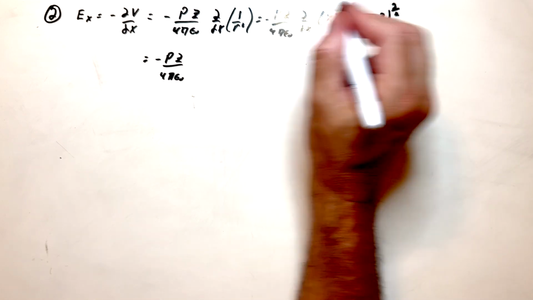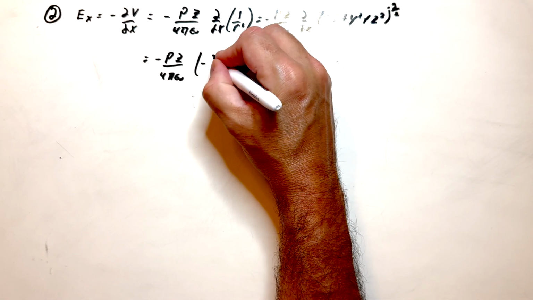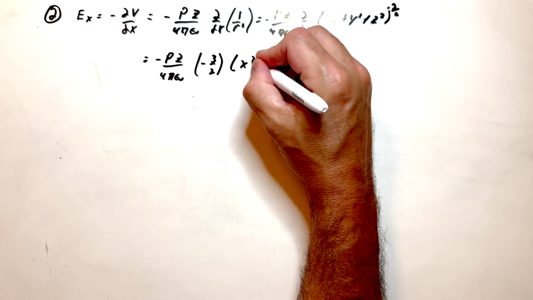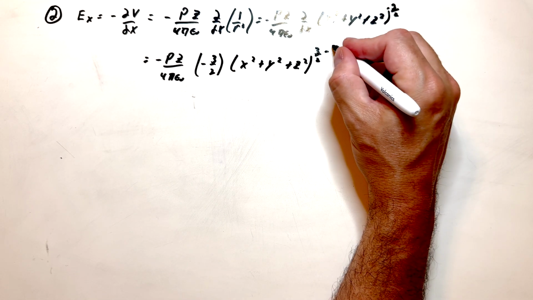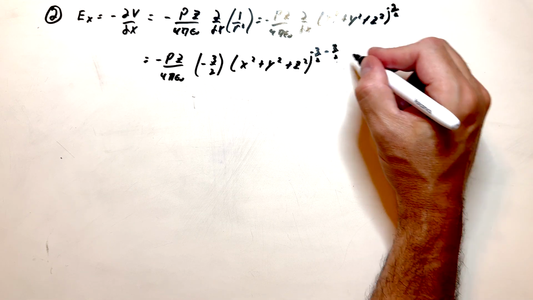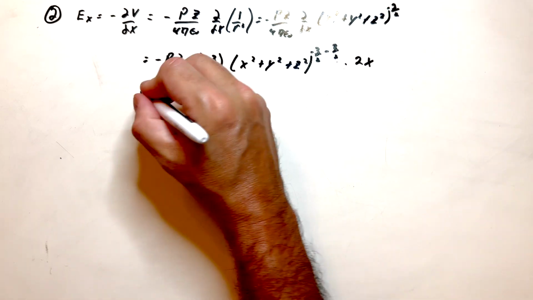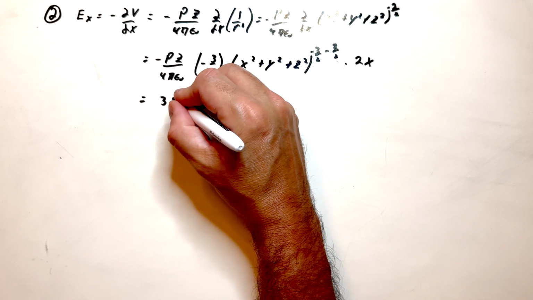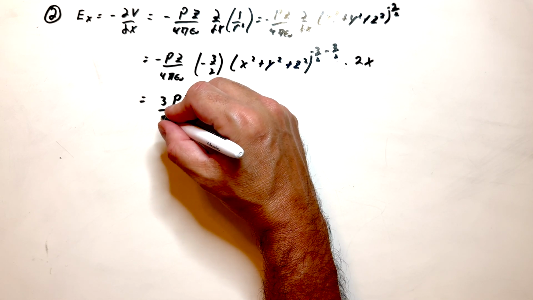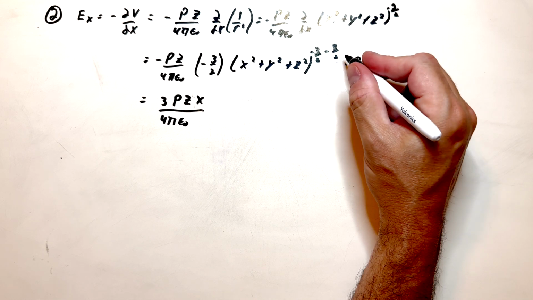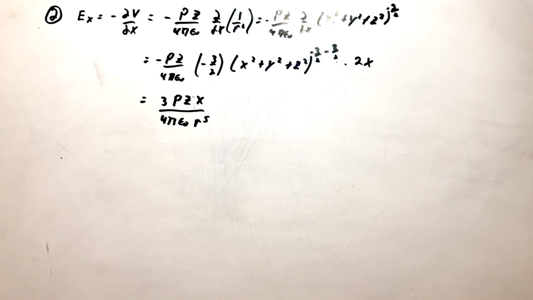And so that's going to give us minus pz over 4 pi epsilon naught. We'll keep that. We'll get a minus 3/2 from the derivative. This is supposed to be a minus because it's 1 over r cubed. Then we'll get our x squared plus y squared plus z squared to the 3/2 minus 1. I'll just do minus 2 over 2, and it's minus 3/2 minus 2 over 2. And then inside, the derivative is going to be just 2x. And all of that reduces to 3pzx over 4 pi epsilon naught, and minus 3/2 minus 2/2 is just going to be minus 5/2, so this is r to the fifth. And so there's that component for x.